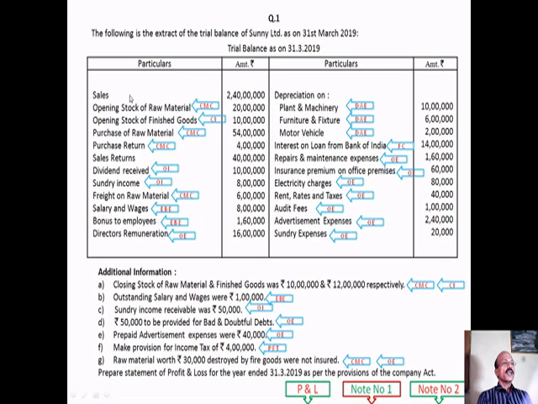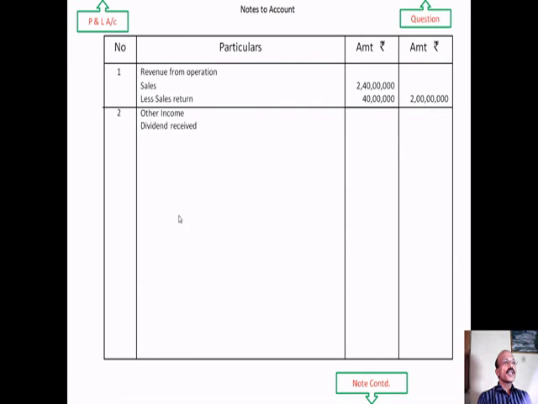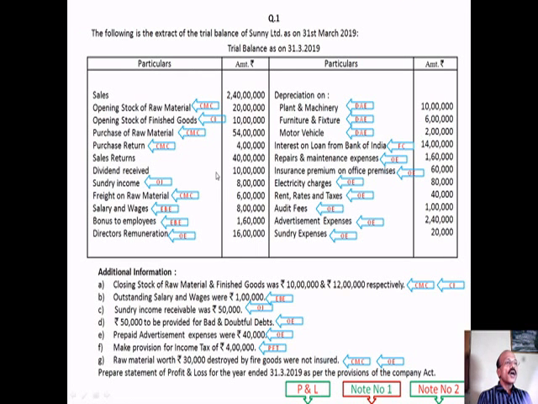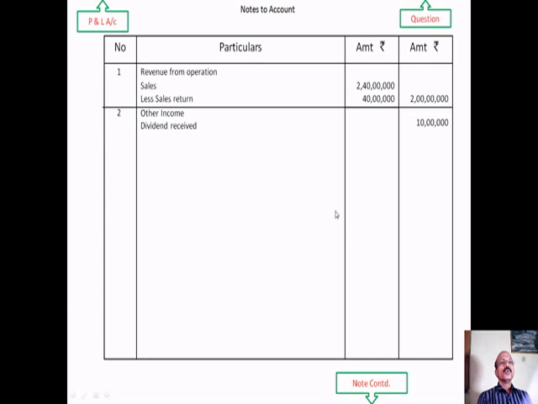So let us take care. The first item with other income here is dividend received, 80,000. Then sundry income and the outstanding sundry income both will come to the notes here. Sundry income will be charged in the inner column because it has an adjustment, 8 lakh, and add income receivable, which is 50,000.